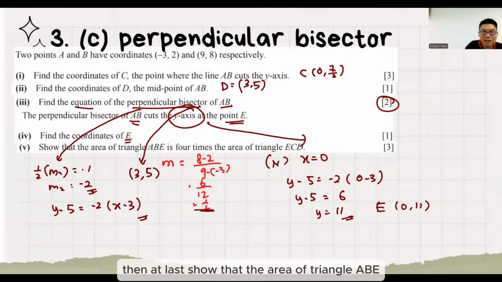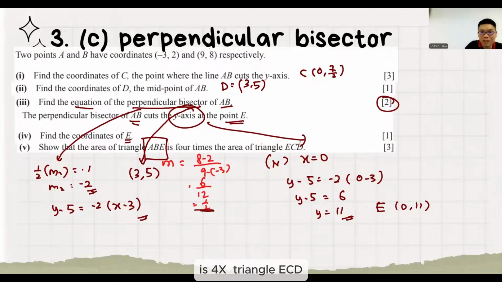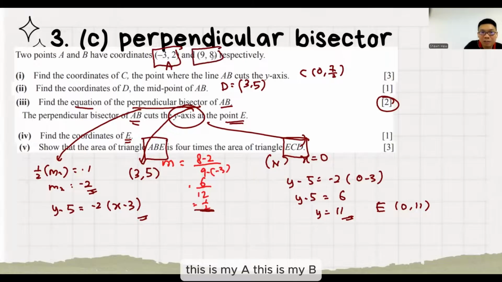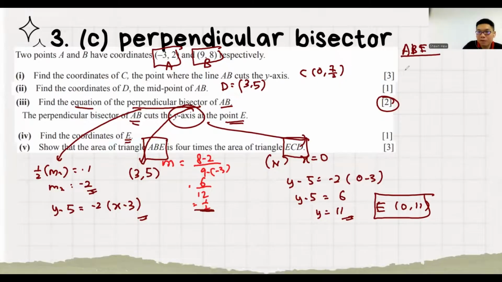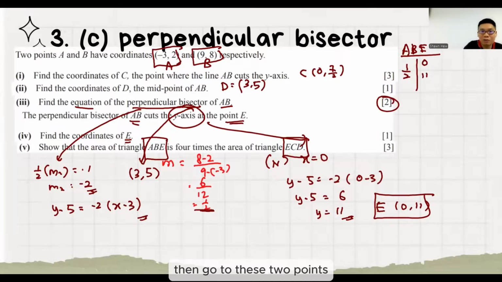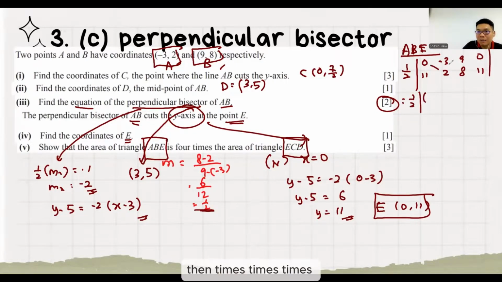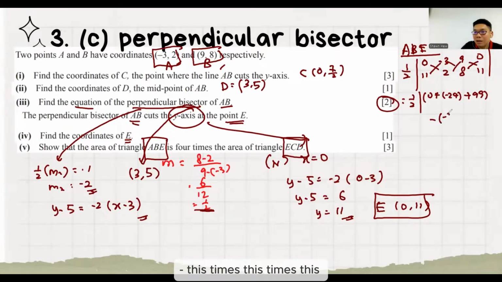And then last, show that the area of triangle ABE is 4 times the area of triangle ECD. This is my A, this is my B, this is my E. So I can find the area of triangle ABE. We try to use the shoelace formula. Area equals to half, 0, 11. Then go to these 2 points. Always repeat back the first. Then times, 0, minus 3 times 8, minus 24, plus 99, minus this, minus 33, plus 18, plus 0.